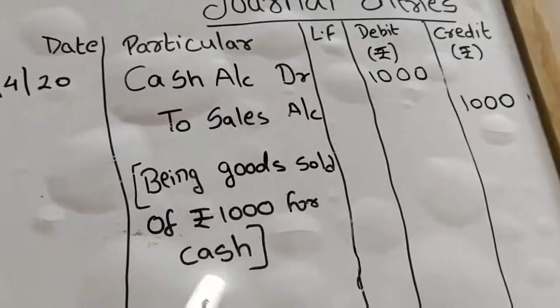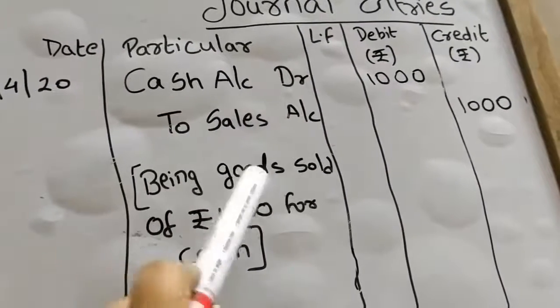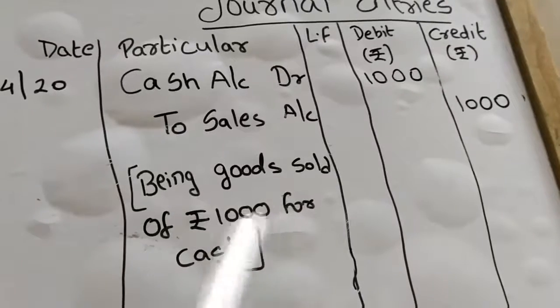Now this is the narration. Being goods sold of ₹1000 for cash.